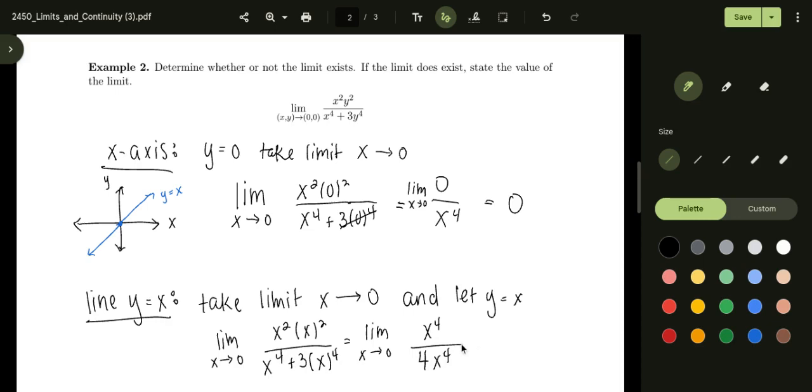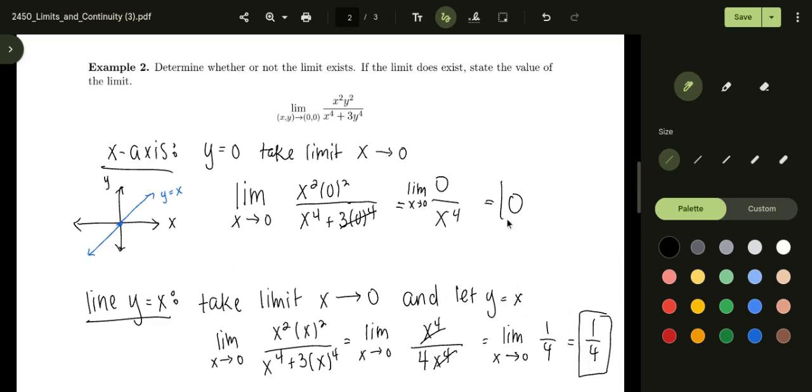We can still simplify. If you see, we have an x to the fourth in our numerator and an x to the fourth in our denominator, and so those can cancel to be 1. So we end up taking the limit as x approaches 0 of 1/4, which is in fact 1/4. Remember the limit rules of constants. And so now we have the limit of our function as x and y approach 0, 0 on the line y equals x is 1/4.